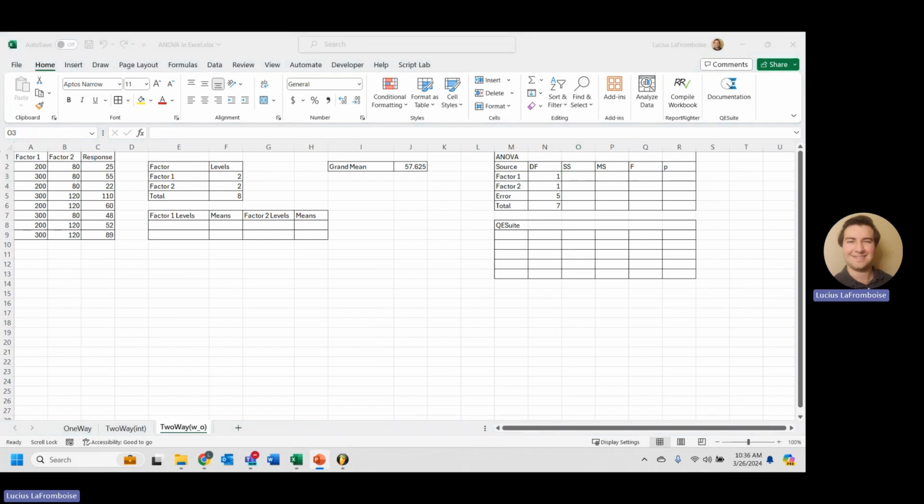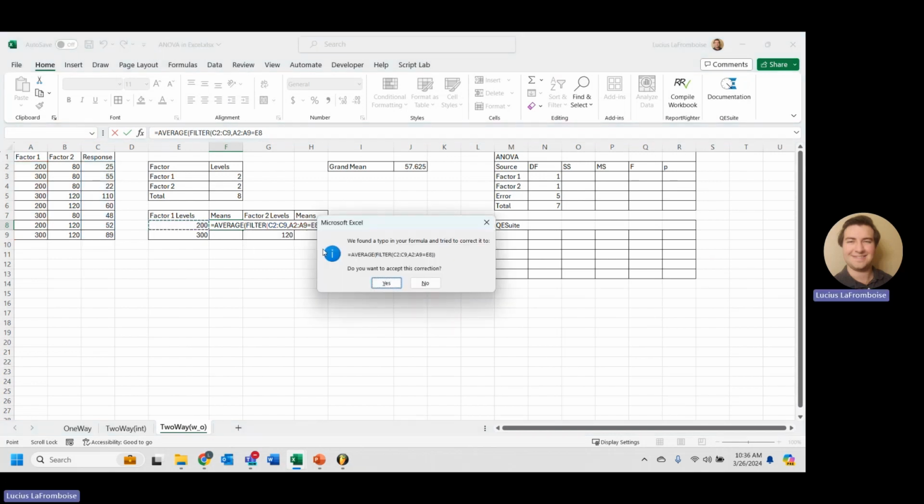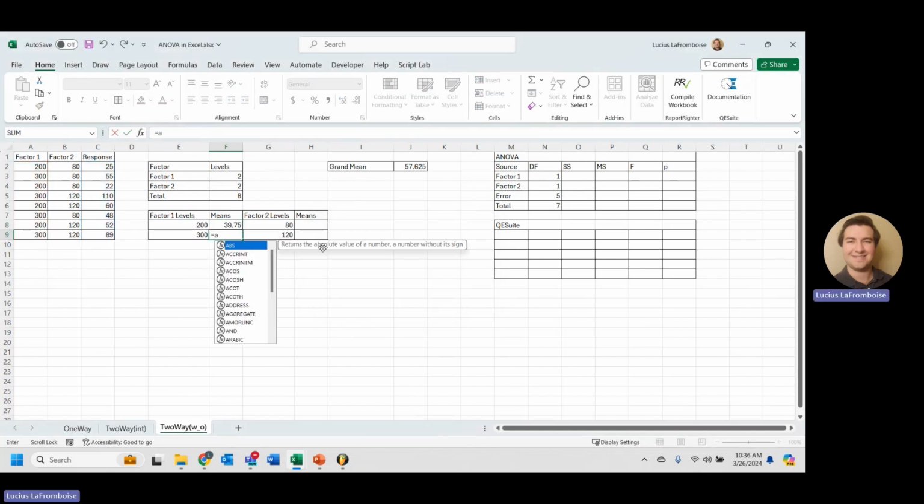Time for our sum of squares. So again, this is where it gets a little bit complicated. For this, we want to, again, get our factor level means. So I'm going to take my unique values out of factor 1, and then my unique values out of factor 2. So these are unique levels, factor levels. And what I'm going to want to do is, again, take the average of the filtered array of our responses based on whether or not factor 1 equals our factor level.